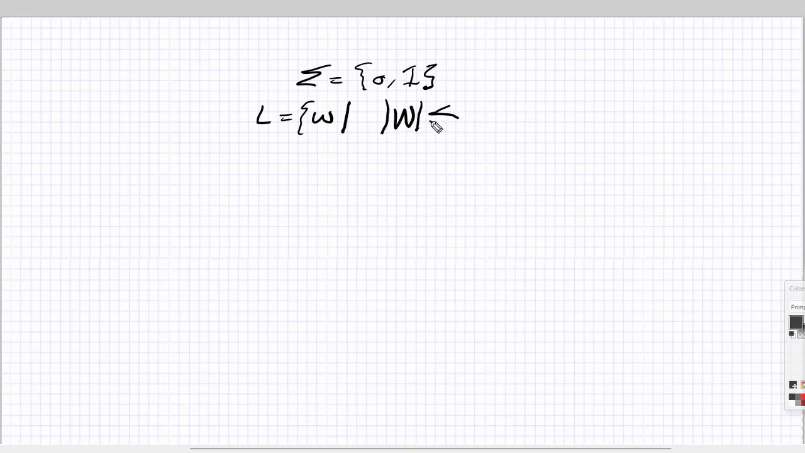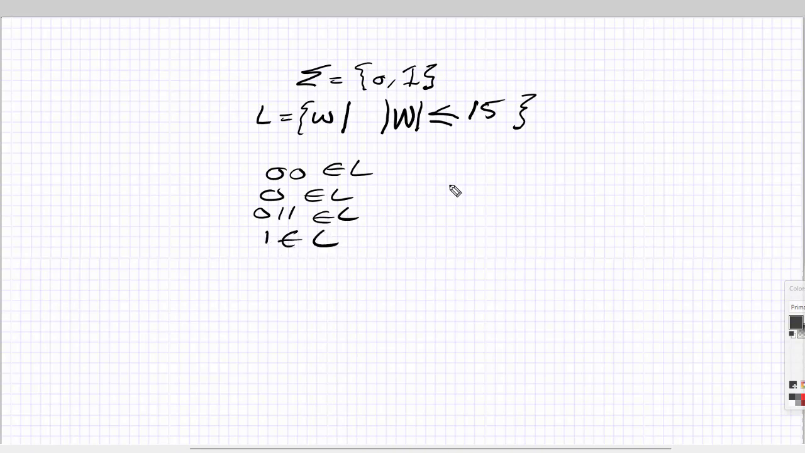Let's see another example. The alphabet is 0 and 1, and the language is the set of words such that the size of the word is less than or equal to 15. Let's see what words will satisfy this criterion. 0, 0 is part of the language. 0 is part of the language. 0, 1, 1 is part of the language. 1 is part of the language. As long as the length is less than or equal to 15, it will be part of the language. And also epsilon, the empty string, is part of this language.